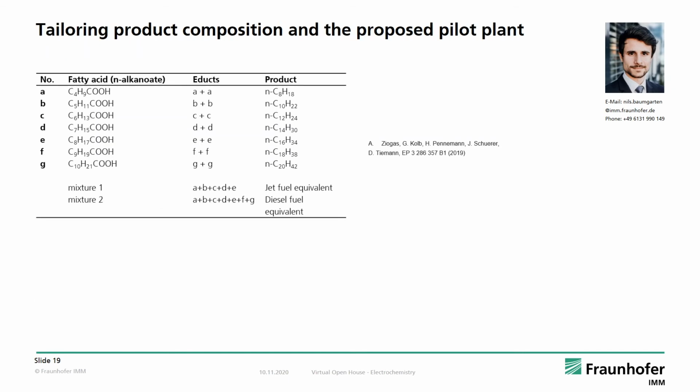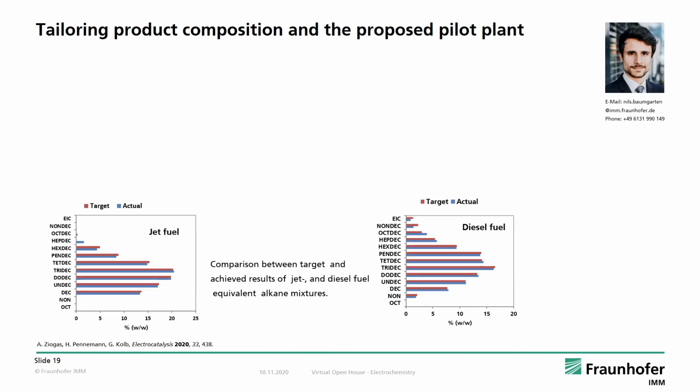As you can see in this table, it gives the possible products or product mixtures by Kolbe electrochemical carbon-carbon coupling from fatty acids or fatty acid mixtures. Through pre-calculated fatty acid mixtures, it is possible to produce tailor-made products equivalent to jet fuel or diesel fuel, which we could also show here.